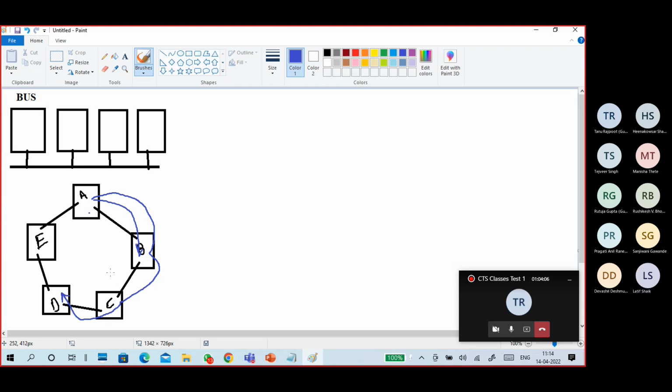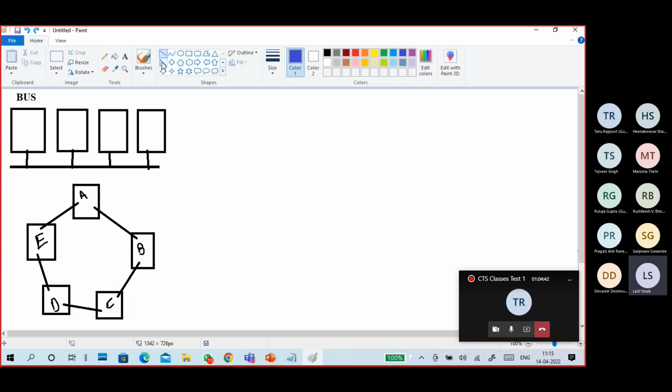If in case your PC C is down, it can't communicate. Even though there is a path A-E-D, it is only one direction type. So this is single ring topology. For example, if a device is down or a wire is down, obviously communication will be stopped. This is one way, either clockwise or anti-clockwise.